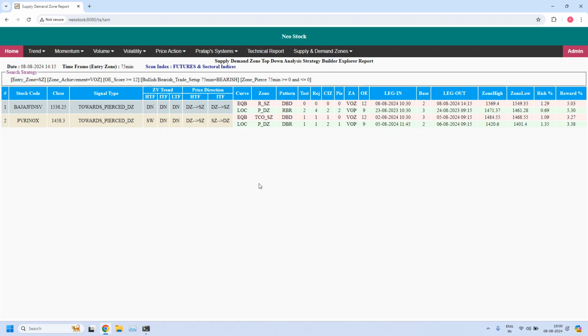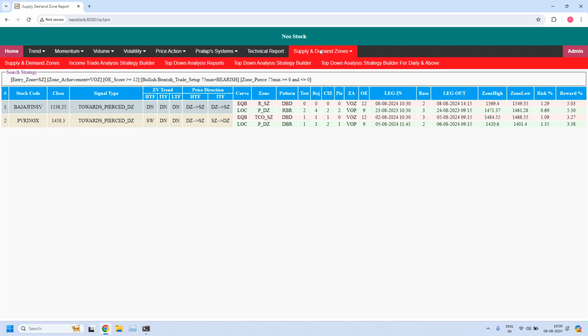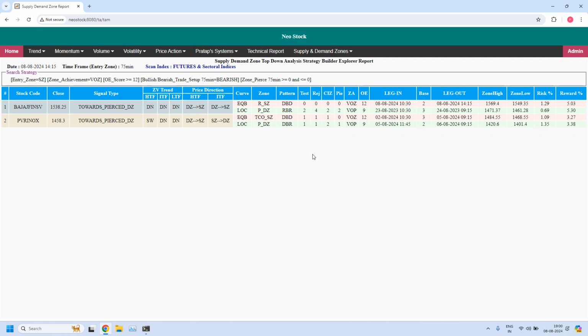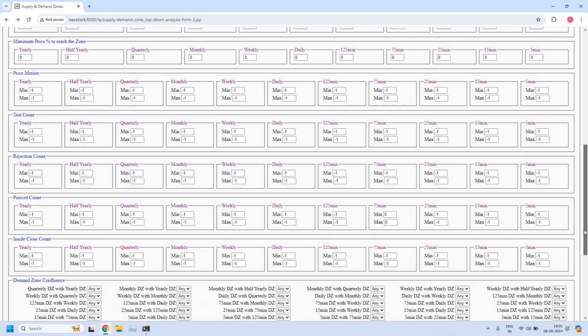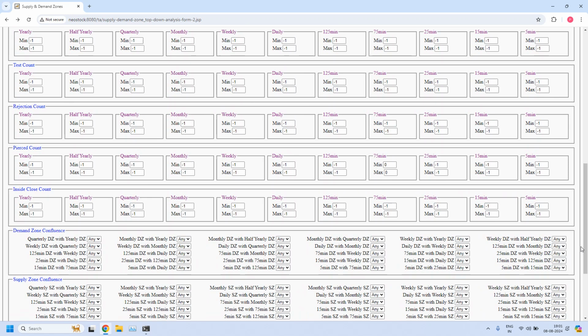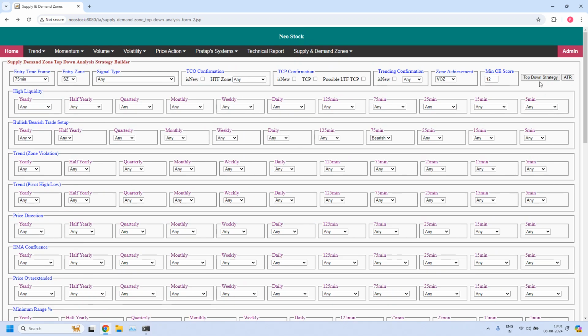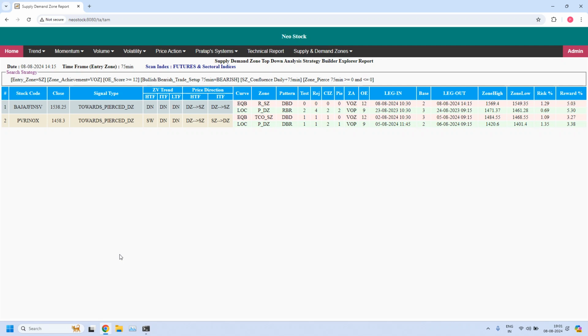Okay, this is about weekly income trade, bullish and bearish trade setups. And the next report is, here one point we forgot. What is that? We need to check whether these zones are having confluence with ITF time frame. So the supply zones, we are checking 75 minute supply zone with the daily supply zone confluence. I enabled. Let us check. Yeah, both the stocks are having confluence with the daily time frame.